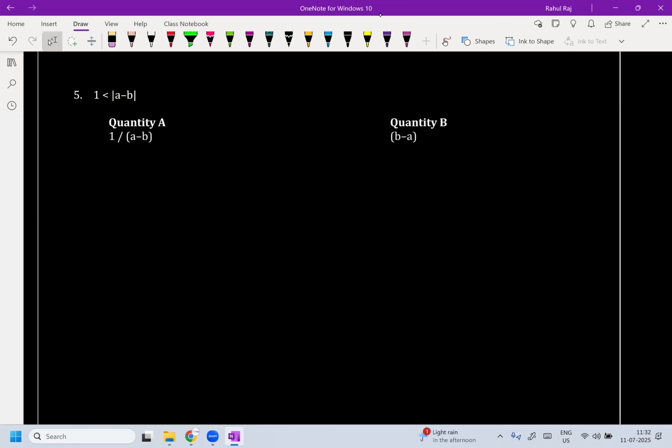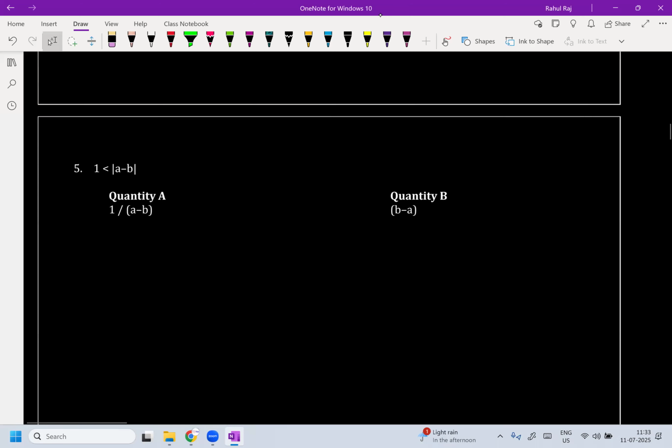I think the answer should be quantity B is greater than quantity A. Perfect. Let me tell you what I thought about. Mod of A minus B is greater than one. So obviously it has to be positive, right? So A minus B is positive. So one upon a positive number is obviously going to be less than the positive number itself. Did you get what I said? Is it correct? I think for one set of values it is correct, but for another set of values it might be wrong.